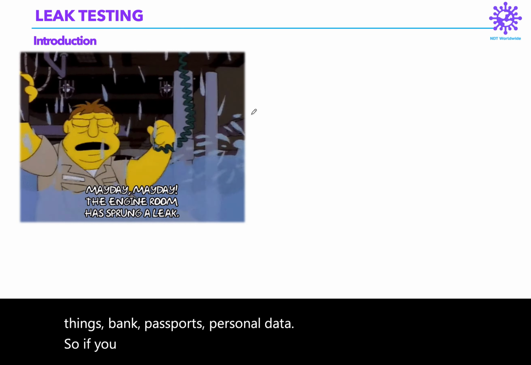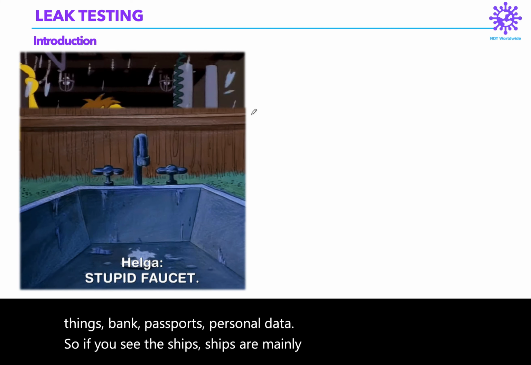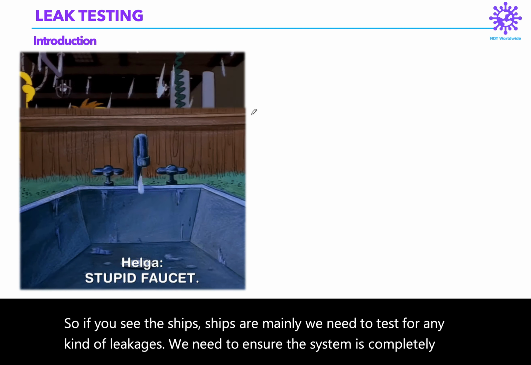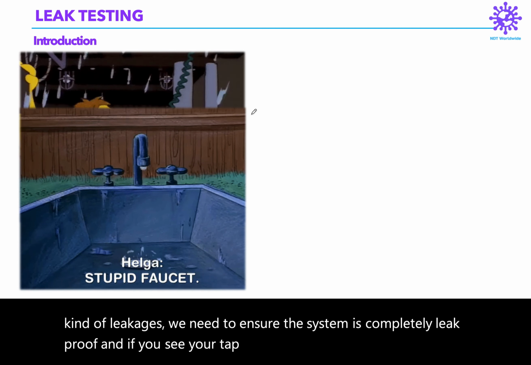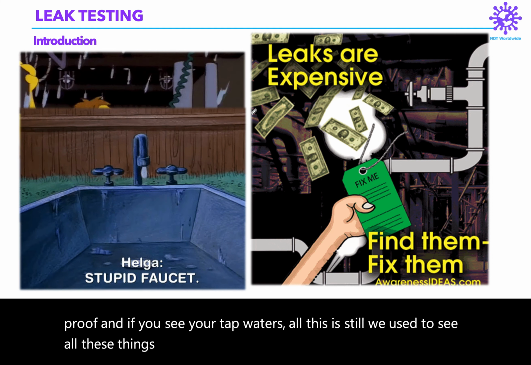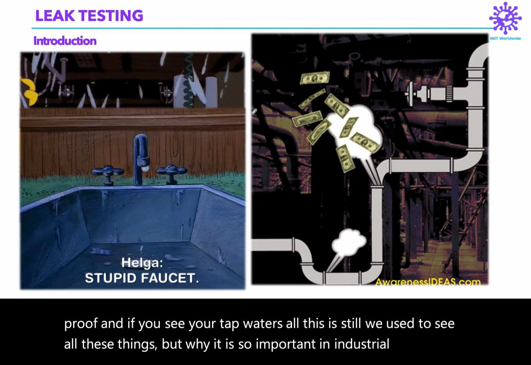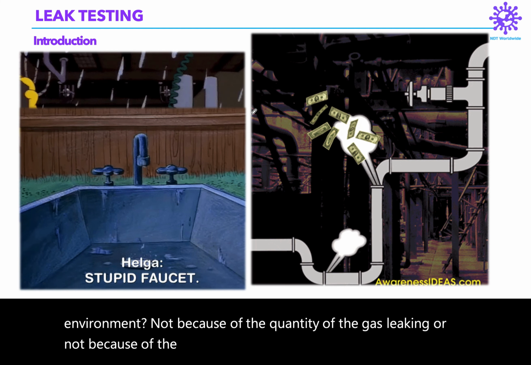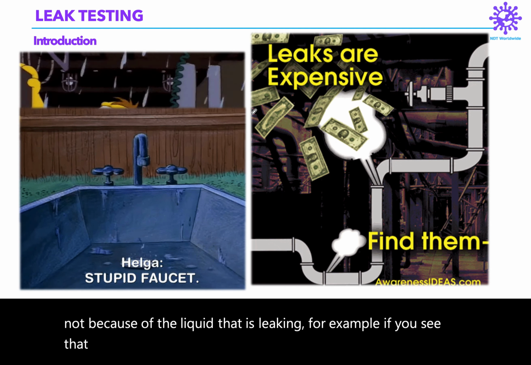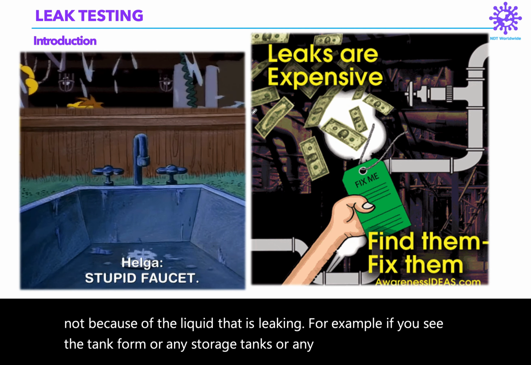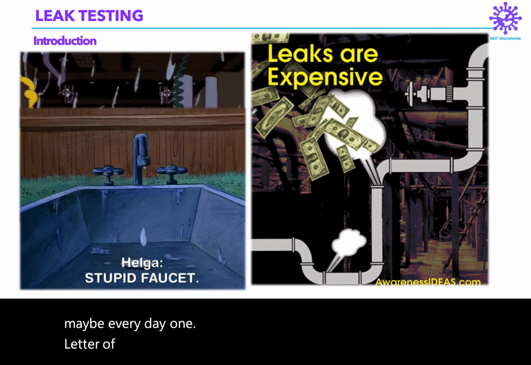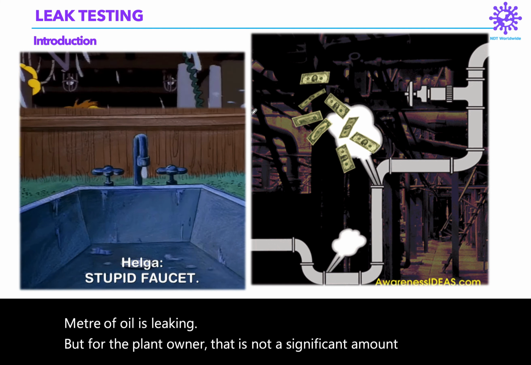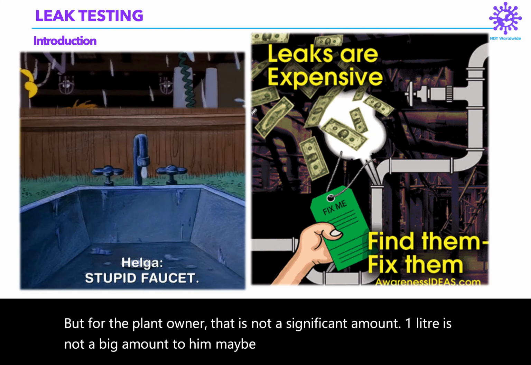If you see ships, we mainly need to test for any kind of leakages. We need to ensure the system is completely leak proof. And if you see your tap water, we still see these things. But why is it so important in the industrial environment? Not because of the quantity of the gas or liquid leaking. For example, in a tank farm or any storage tanks, maybe every day 1 liter of oil is leaking. But for the plant owner, that is not a significant amount.